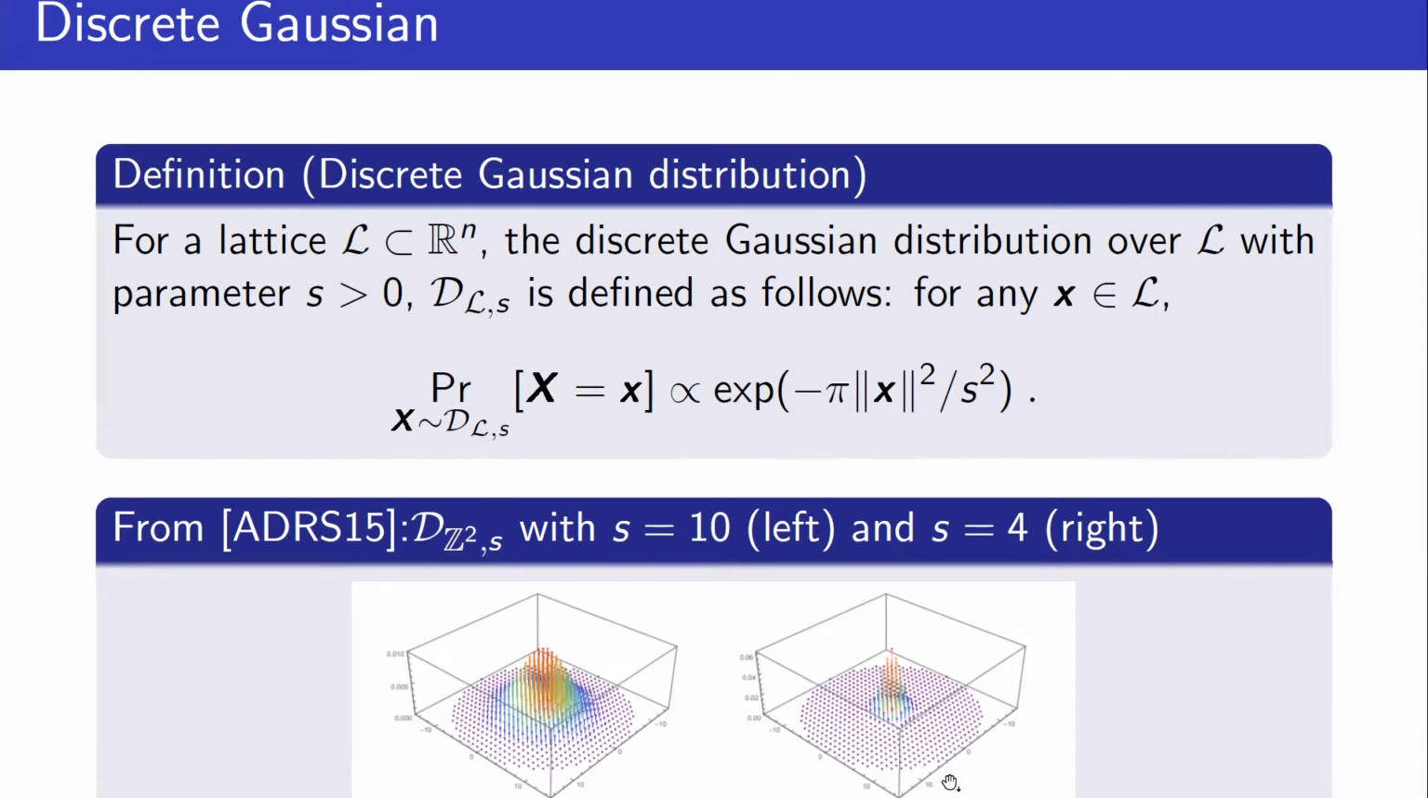And here is a nice illustration of what the discrete Gaussian distribution looks like on the two-dimensional lattice Z squared with parameter S, when S is relatively large and when S is relatively small.